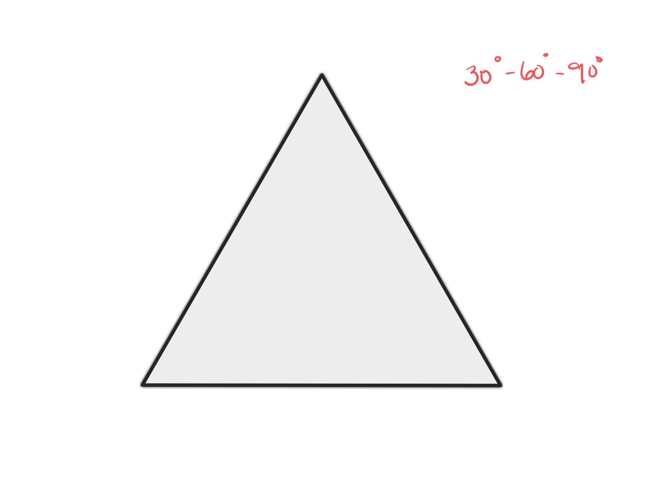The other type of special right triangle that we have is a 30, 60, 90 triangle. And that is created from an equilateral triangle. Now an equilateral triangle, all three sides are congruent. It also means that all three angles are congruent.